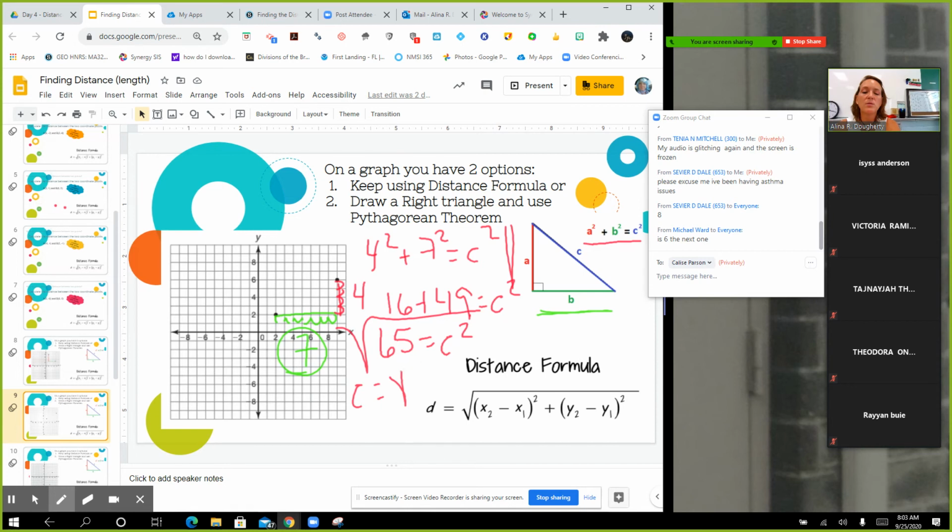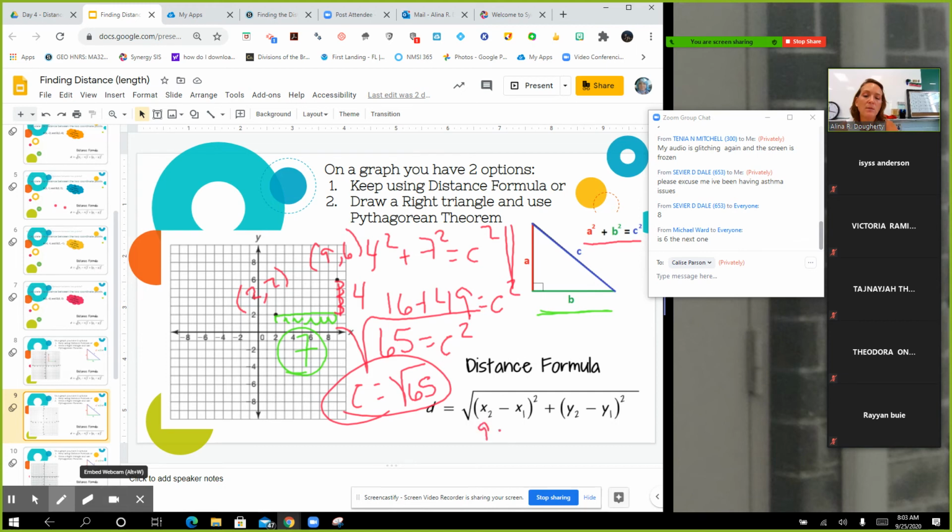So c equals the square root of 65. Some people find this easier because you don't have to find the points. In order to do the distance formula, you would have to say this lower point is 2, 2, and this upper point is 9, 6. So you'd have to find your points and then plug them in.